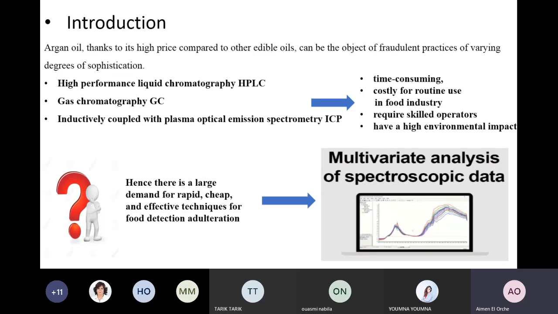Techniques like high performance liquid chromatography and gas chromatography, additively coupled with plasma optical emission spectroscopy, are time-consuming, costly, require operator skill, and have a high environmental impact. So, vibrational spectroscopy combined with chemometrics tools or multivariate data analysis have been applied to argan oil adulterated with a commercial oil in order to develop methods able to quantify argan oil adulteration rapidly.